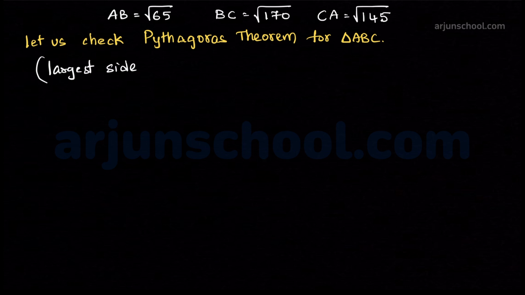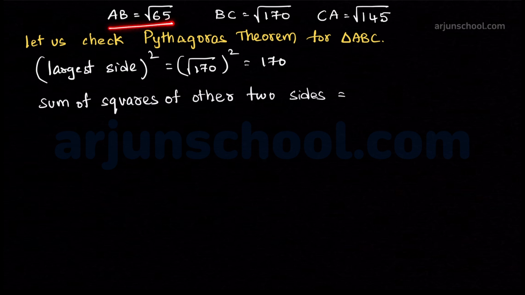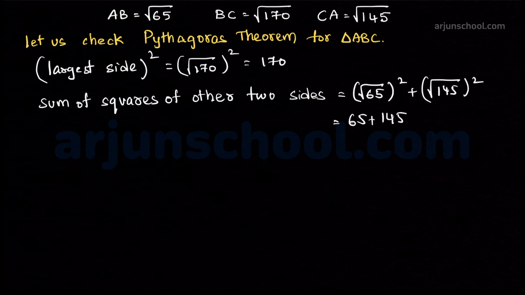Now let us check the Pythagoras theorem for triangle ABC. First, let us find the largest side whole square. Of these 3 sides, which is the largest side? BC. BC is the largest side. Root over 170 whole square is equal to 170. Now let us find the sum of squares of the other two sides, AB and CA. 65 plus 145 equals 210.